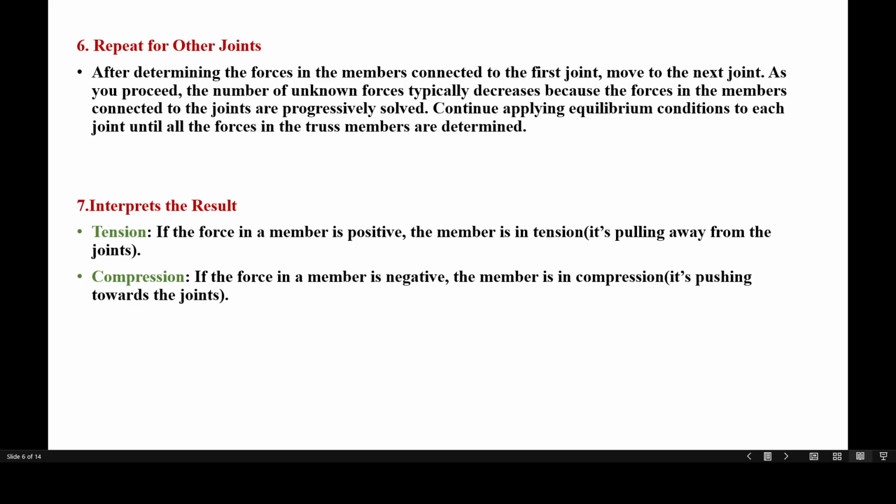Once all the forces are calculated, it is time to interpret the result. If a member force is positive, it's in tension, meaning it's pulling away from the joint. If it's negative, then the member is in compression, meaning it's pushing towards the joint. This information is essential for engineers in designing safe and efficient structures, because they can identify where the truss members are being pulled or pushed and adjust the design accordingly.